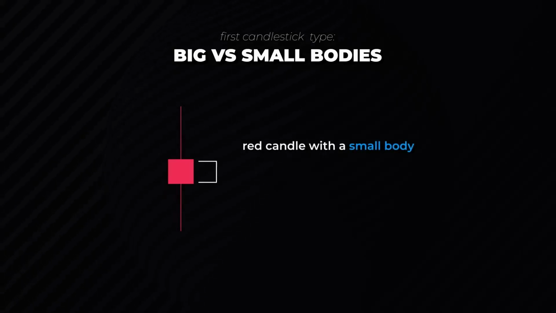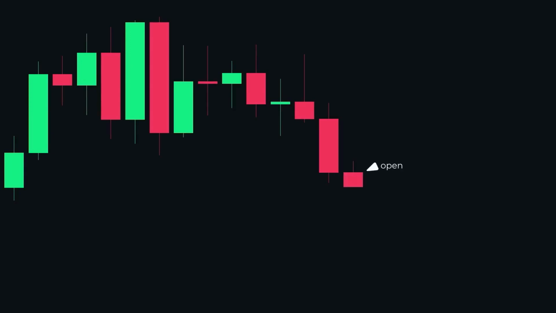Similarly, a red candle with a small body shows that sellers were in control, but not dominant. The price opened at a point above, and sellers pushed it down. However, due to either a lack of selling pressure or strong resistance from buyers, they couldn't push the price down significantly, which is why the candle closes in this shape.